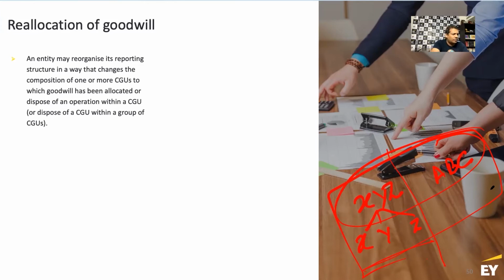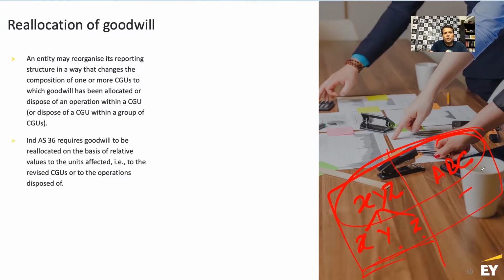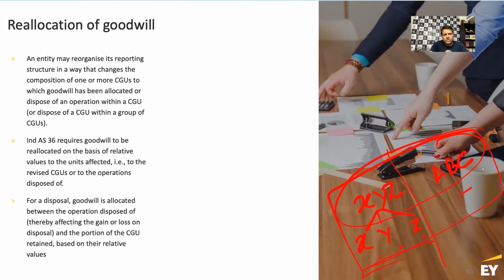CGUs, as I was trying to explain here, right? That we are trying to change the composition, which may then require the goodwill to be reallocated. Ind AS 36 requires goodwill to be reallocated on the basis of relative value to the units affected, that is, to the revised carrying value of those CGUs, or to the operations disposed of. For a disposal, goodwill is allocated between the operations disposed of. For you to determine how much profit I have made from the disposal, the goodwill also gets allocated to the disposed unit if there is a goodwill, and then you determine the profit or loss in relation to that unit which has already been disposed, and then you deal with only the remaining goodwill.